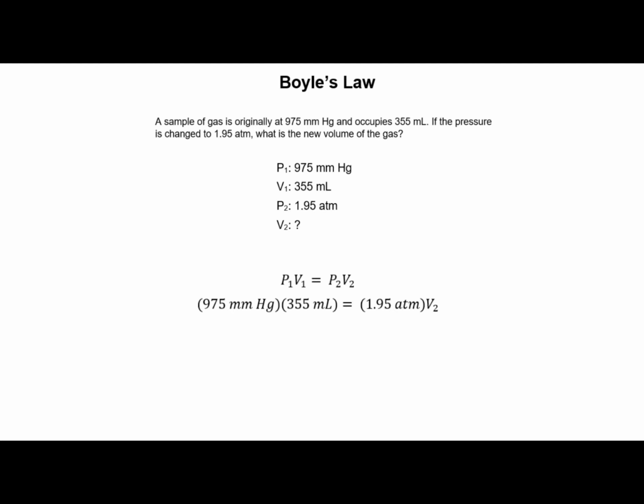So I'm going to convert my millimeters of mercury into atmospheres. Now I have consistent units. I can solve for my V2, and my V2 is 234 milliliters. You will get the same answer if you convert your atmospheres into millimeters of mercury, just as long as everything is consistent. Now let's talk about Charles's Law.